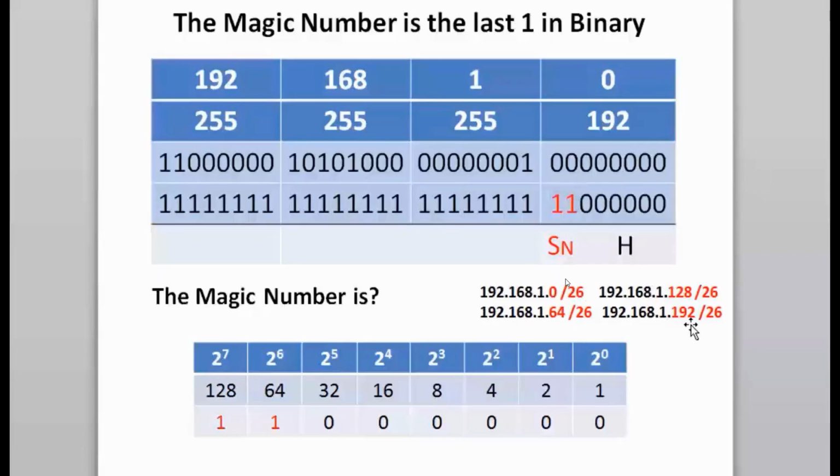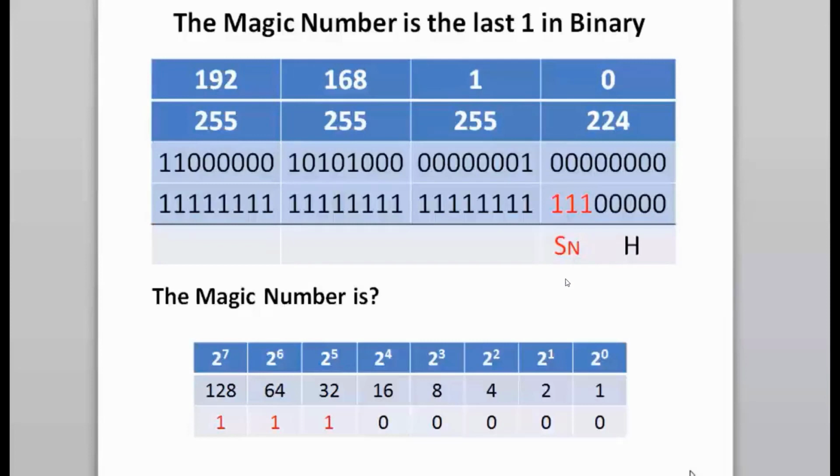Also, we can go no higher than 192 because 64 plus 192 is 256, and that's too large a number. Let's see how it works with 3 bits. With 3 bits, we now have a /27 subnet mask, in decimal 255.255.255.224.